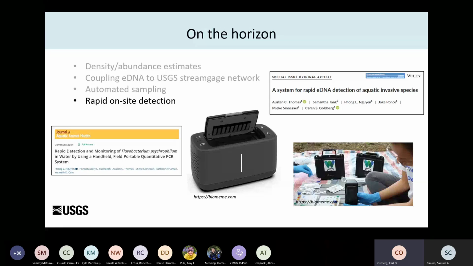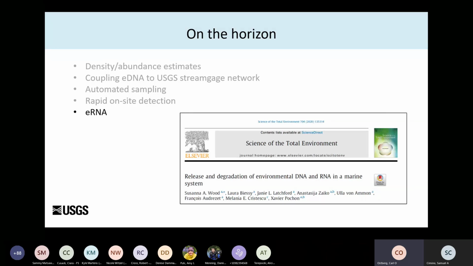testing of samples. And then lastly, research on environmental RNA is really starting to ramp up, and eRNA degrades more quickly than DNA. So eRNA might provide a better measure of real-time presence than eDNA. Since RNA is a transcribed gene product, eRNA could provide information on the physiological and health status of target species.